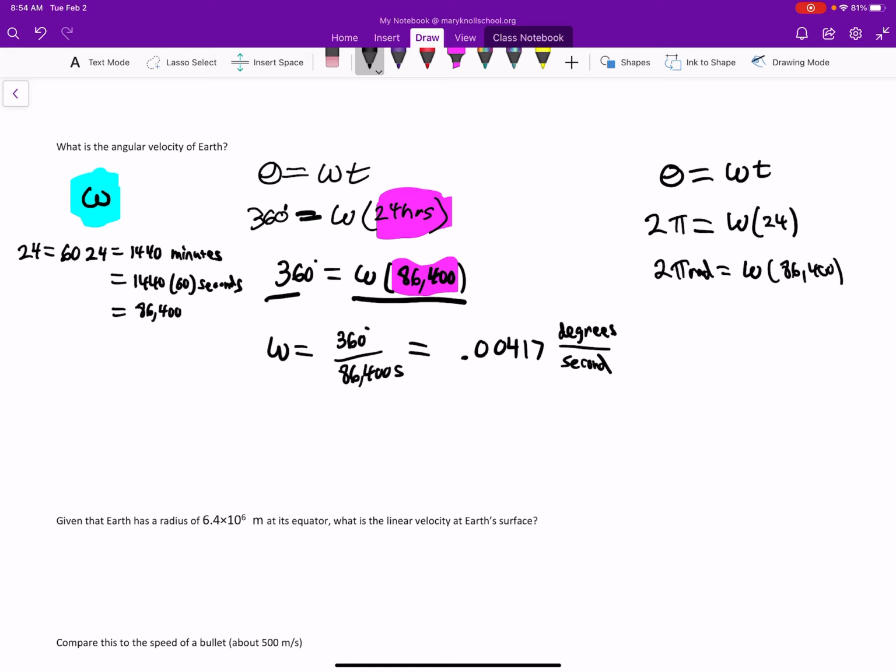Divide both sides by 86,400. So 2 times 3.14, what is that? Equals omega multiplied by 86,400. So this is going to be 6.28 radians equals omega times 86,400. Now I'm going to divide both sides by 86,400.